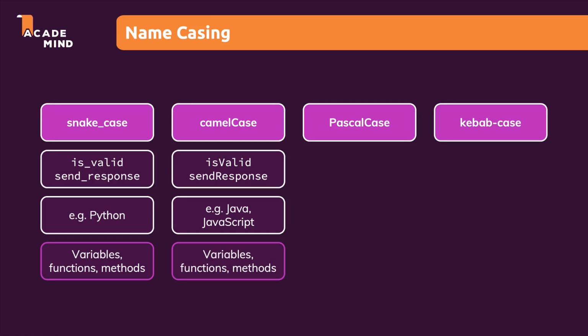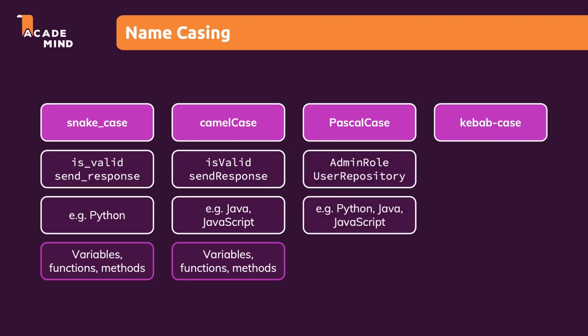Now another notation which we know is Pascal case. It looks like this, and this is used by many programming languages, for example by Python and Java and JavaScript, for class names. Class names are typically written in Pascal case.